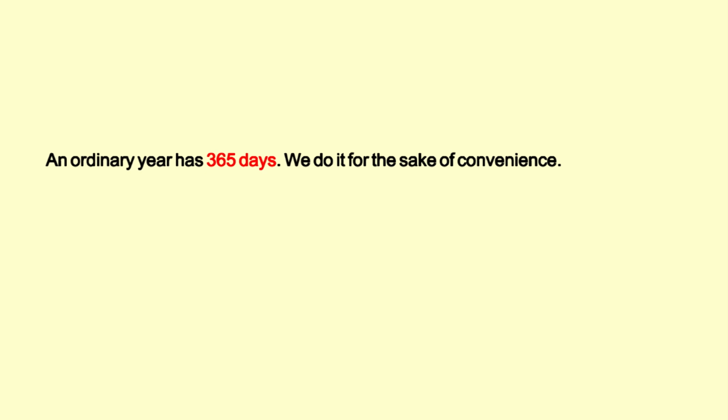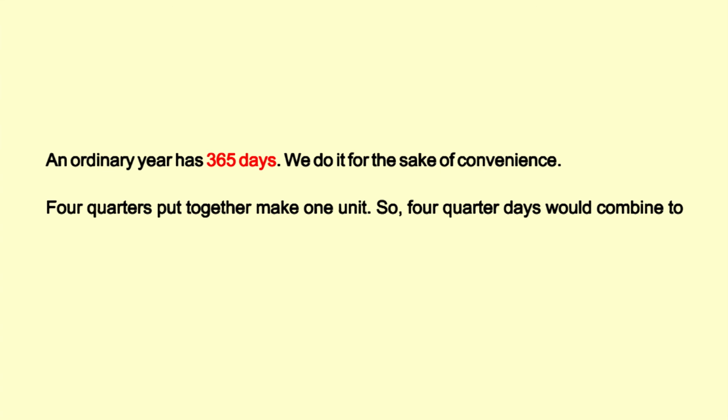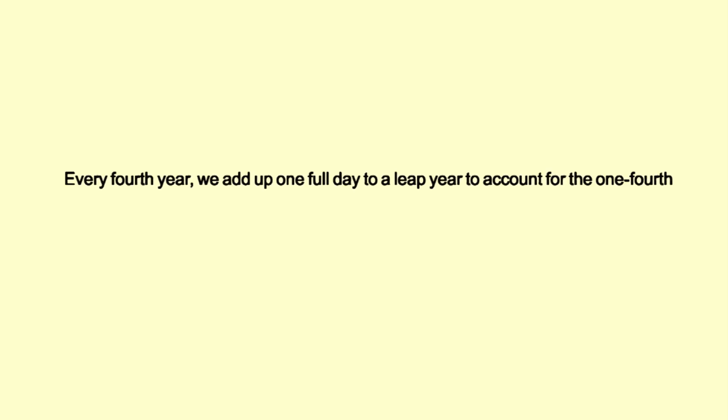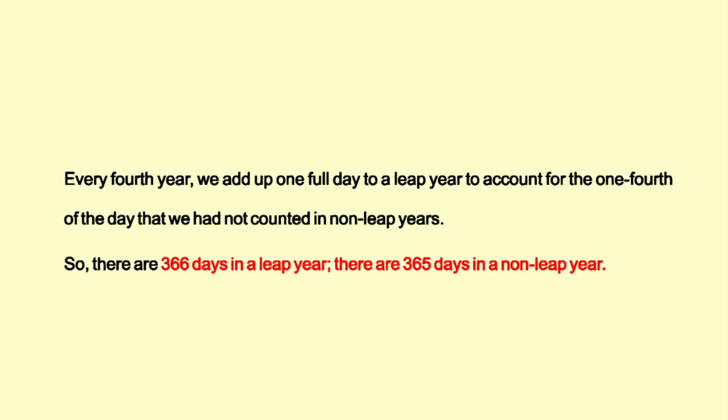An ordinary year has 365 days. We do it for the sake of convenience. 4 quarters put together make 1 unit. So 4 quarter days would combine to make 1 full day. Every 4th year, we add 1 full day to a leap year to account for the 1/4 of the day that we had not counted in non-leap years. So, there are 366 days in a leap year. There are 365 days in a non-leap year.